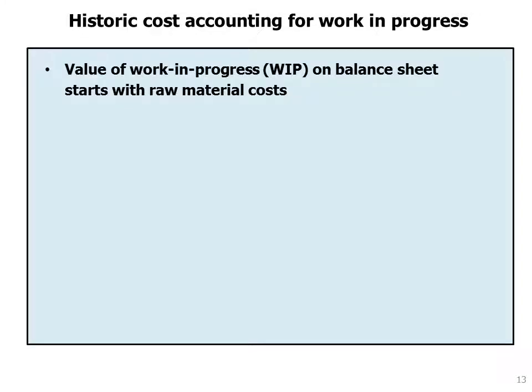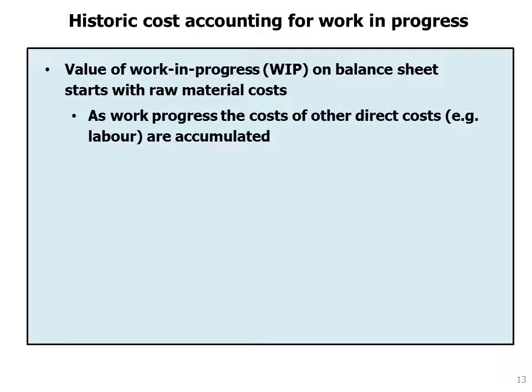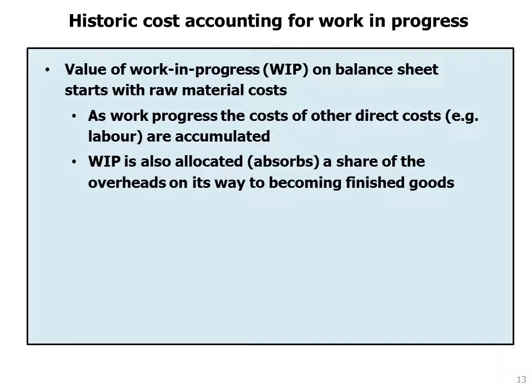Historic cost for work in progress. So the value of work in progress on the balance sheet starts with raw material costs, and as it proceeds, we get a sort of snowball effect whereby the cost of other direct costs, for example, labour, raw materials, are accumulated as work progresses, and work in progress is also allocated a share of the overheads on its way to becoming finished goods. This method of allocation is sometimes referred to as the other way around, which is that units absorb a share of the overheads on their way to becoming finished goods.